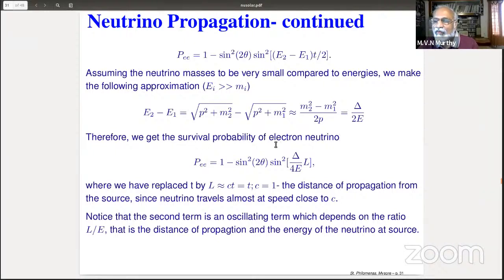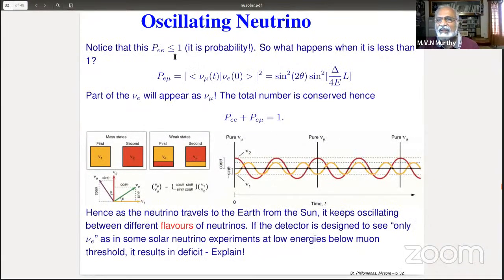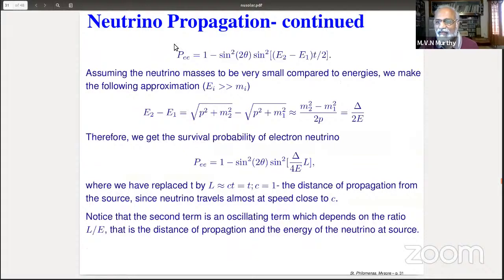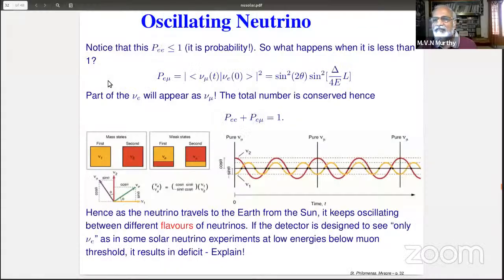That means how much of the original electron neutrino survives after propagating a distance L. This is called the survival probability. But what happens to the other part? Remember that this probability is less than or equal to 1 by definition. In fact, both terms are bounded by 1, and it's a difference of two terms, where the first term is 1, of course, and the other is bounded by 1. So therefore, it is a probability.